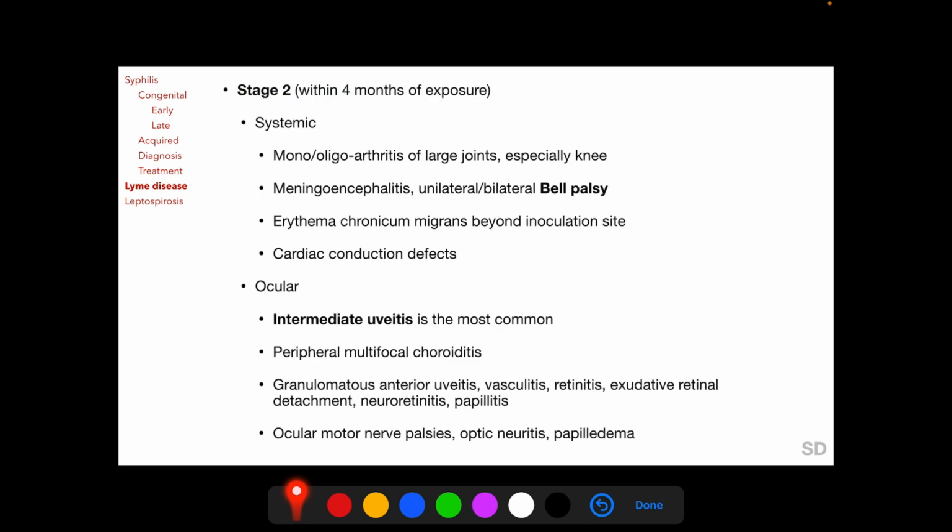Stage 2 occurs within 4 months of infection and is characterized by arthritis of large joints, especially the knee. Patient can also have meningoencephalitis and Bell's palsy. This is important to remember, and this can be unilateral or bilateral. Erythema chronicum migrans can be found in stage 2 beyond the inoculation site, and there can also be cardiac conduction defects. Ocular manifestation of stage 2 Lyme disease includes intermediate uveitis, the most common manifestation, and this may be associated with peripheral multifocal choroiditis. Other manifestations of Lyme disease can be protean.